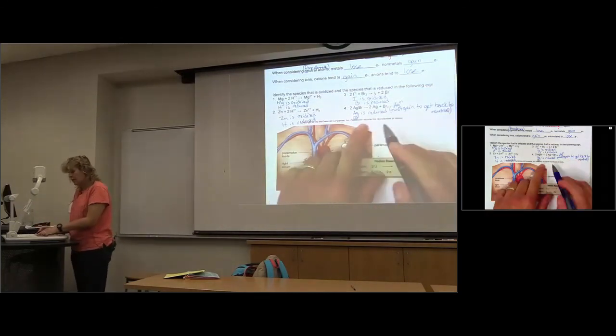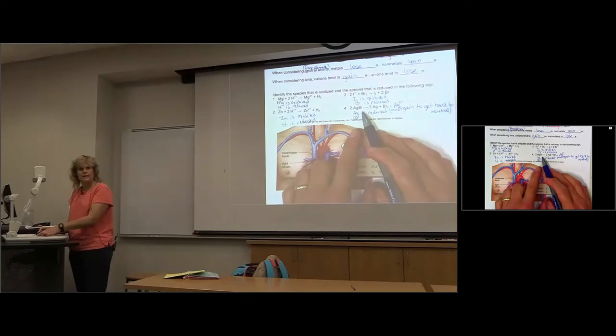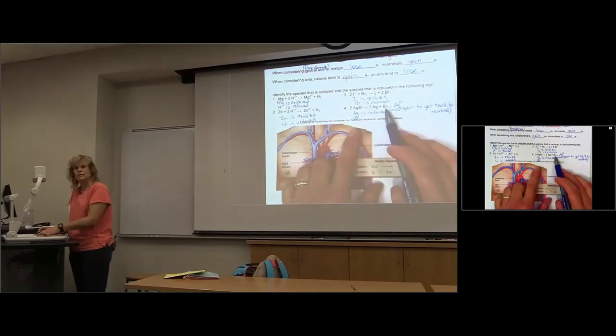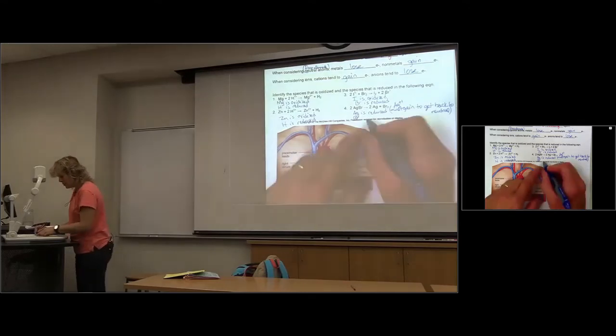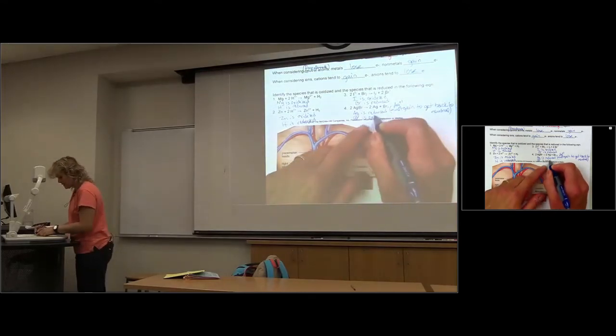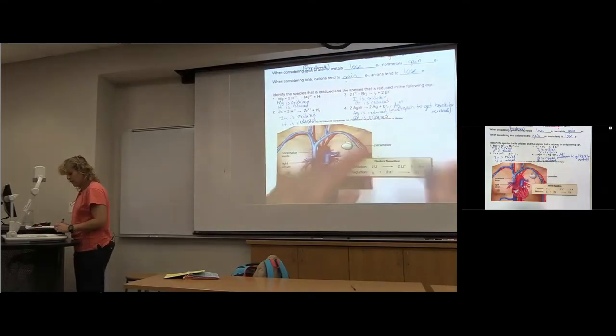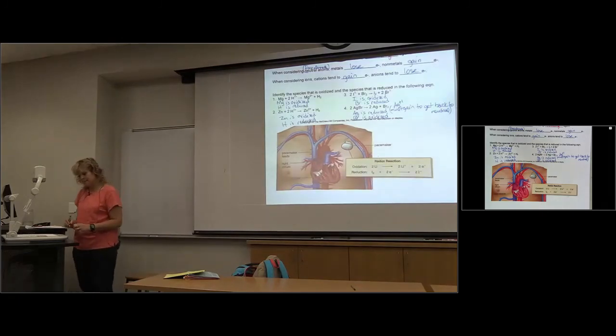Bromine starts off as -1. Yes? It becomes neutral. What does it do? It has to lose that extra one it has, right? So bromine is oxidized.